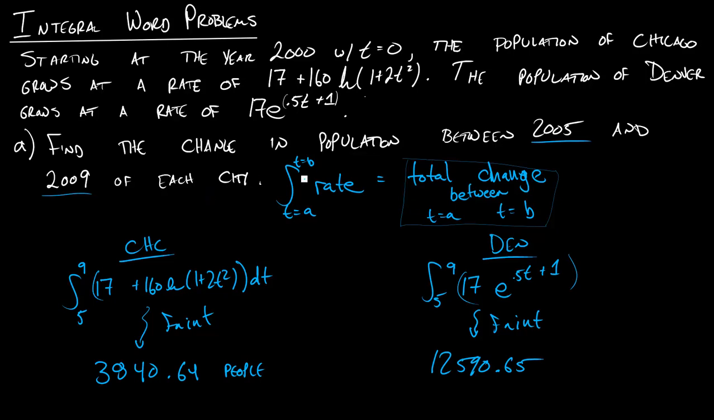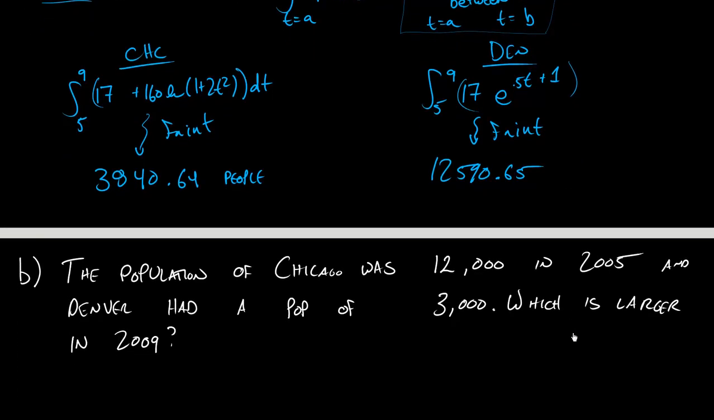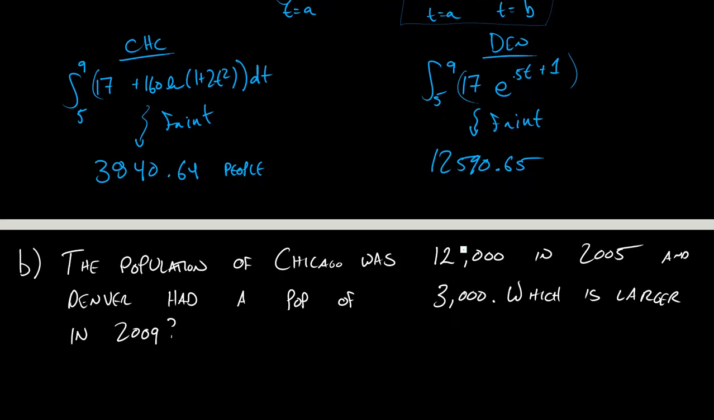Now, let's look at a second part to this problem, though. The problem doesn't ask us for this, but then it also asks us, well, if the population of Chicago was 12,000 in 2005, and Denver had a population of 3,000 in 2005, which is actually a bigger city in 2009.